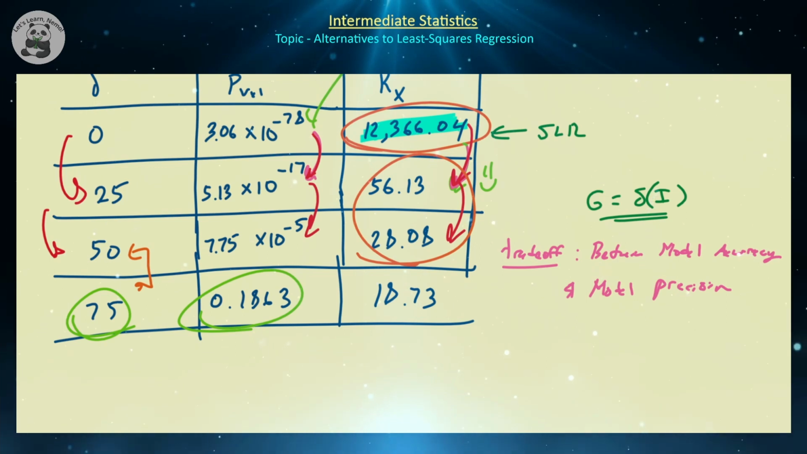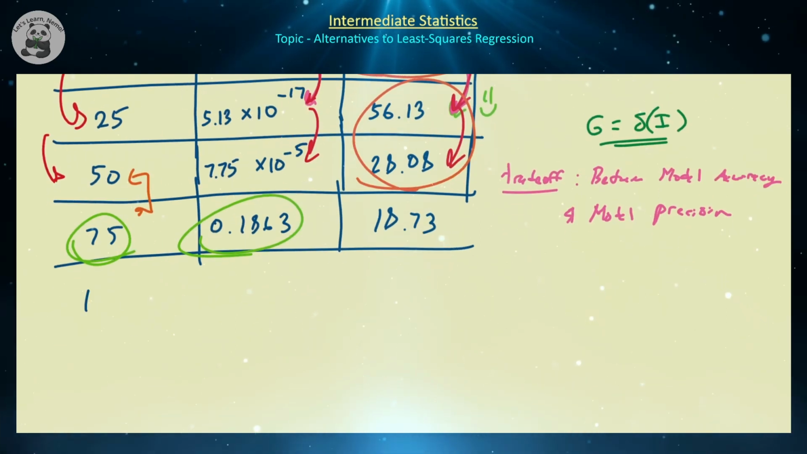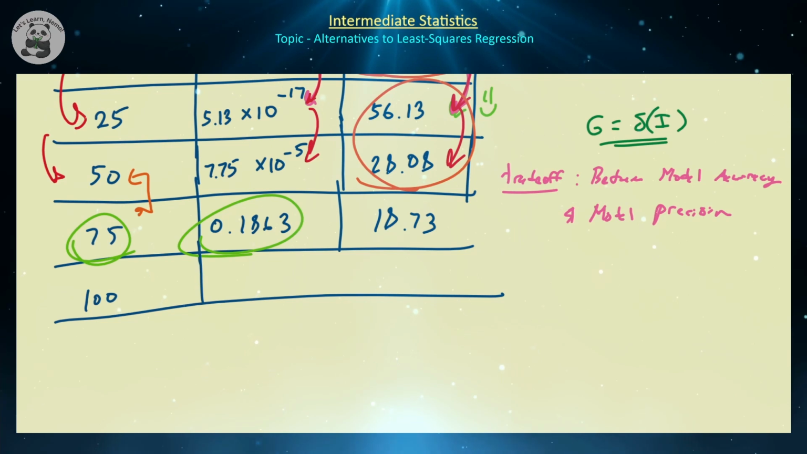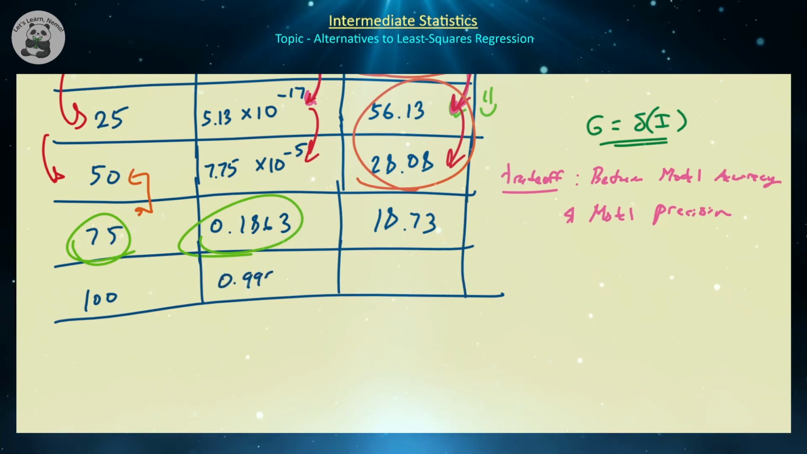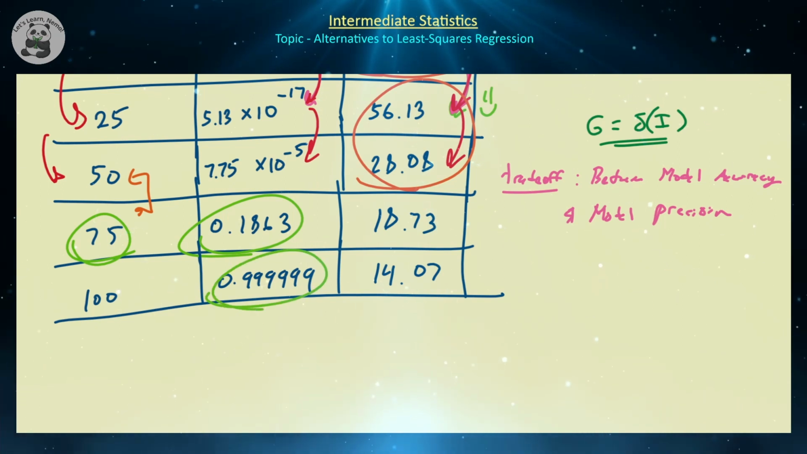And let's just push this to the extreme just to see what it came out to. So if you choose a delta value of 100, one can find that that's approximately equal to 0.99999, and this is about equal to 14.07. Obviously, if you see a p-value closer to 1, that means we're failing to reject the null hypothesis that all of those coefficients are 0, which means the model is practically useless for predictions.